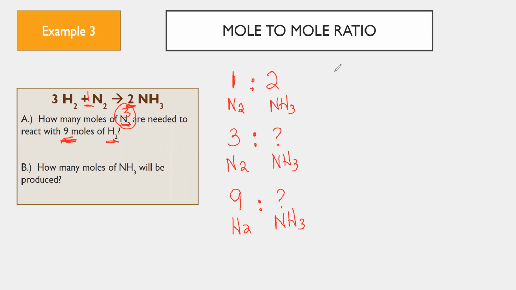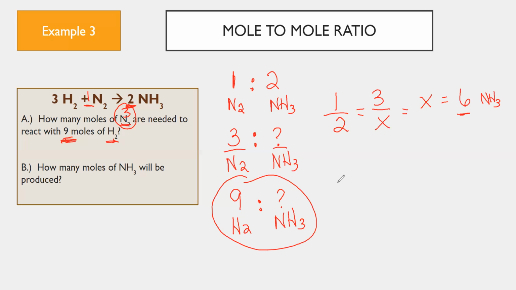All right, so this is what we normally have. A 1 to 2 ratio, and now we have 3 to x. Okay, so 1x, 2 times 3 is 6. So we're going to get 6 NH3s. But again, let's look at the other one so we get the same answer.